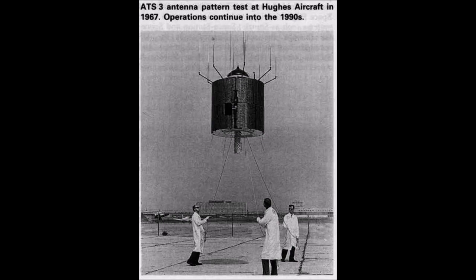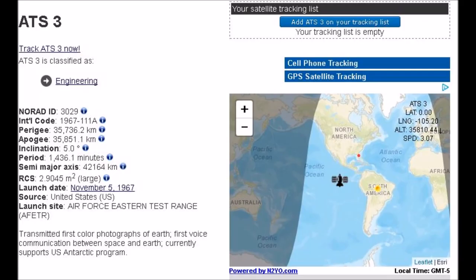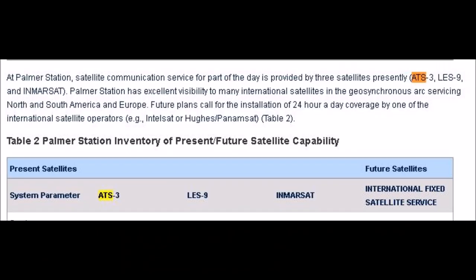You can actually track the satellite. It's just to the west of Central America. Here's the other very strange thing about this satellite: they claim that it's not being used by NASA, but it is still being used by the Antarctic mission. The Palmer Station in Antarctica currently uses this satellite from 1967.